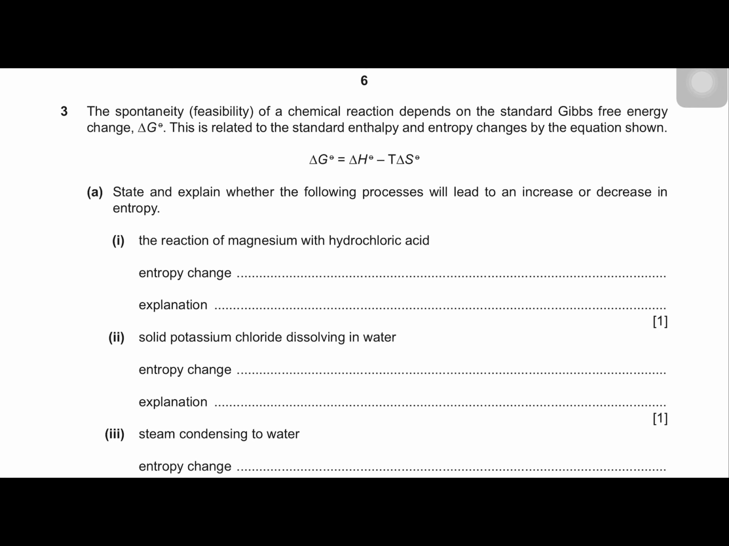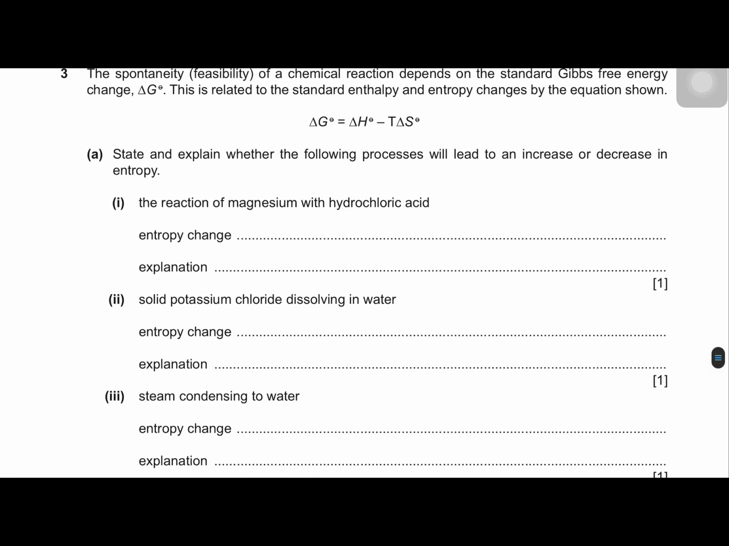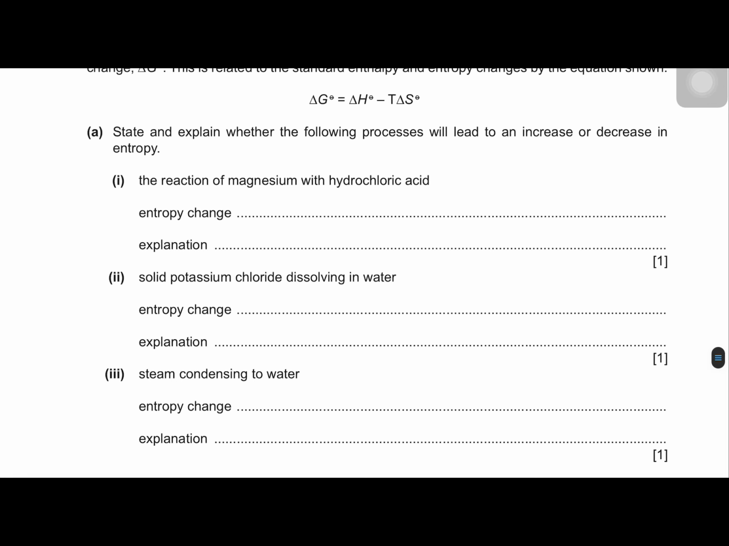State and explain whether the following processes will lead to an increase or decrease in entropy. The reaction of magnesium with hydrochloric acid. So when magnesium goes into hydrochloric acid, it produces magnesium chloride and a mole of hydrogen gas. We have always studied that when gases are produced, more and more entropy is produced because matter is dissipated in the form of gas. So it is positive entropy change, and the reason is that hydrogen gas is produced.